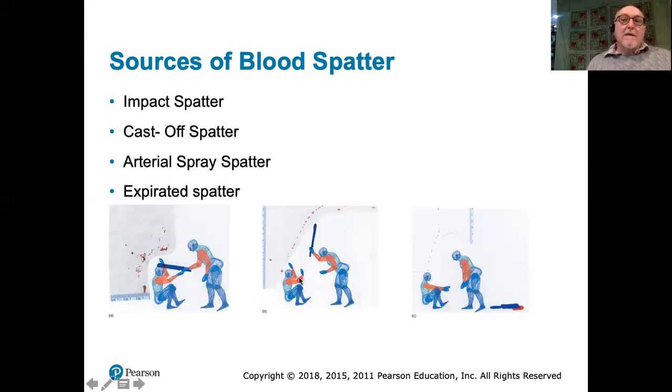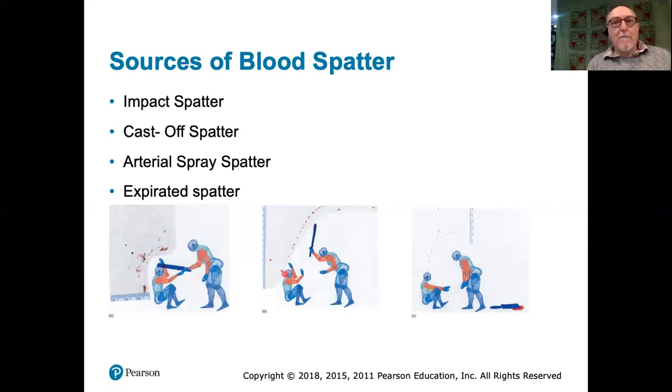Cast-off spatter is spatter which arises from a weapon such as a fist, a blunt object, or a knife, something like that, where force is applied with the weapon. The force is applied, blood is acquired, and then the weapon is rapidly withdrawn. It's withdrawn sufficiently rapidly that blood is cast off from the weapon. And this is very, very important.